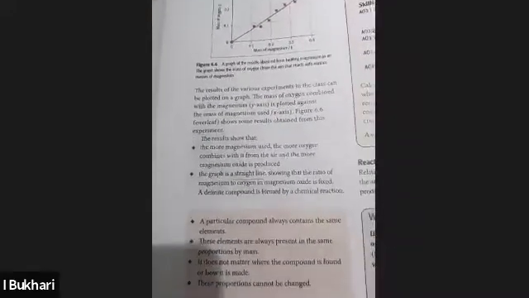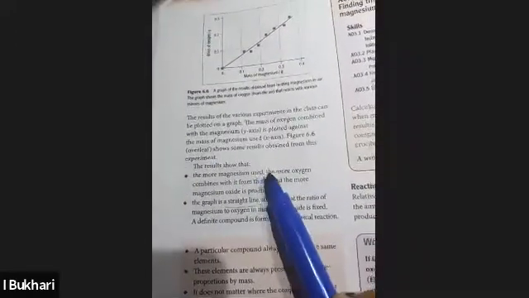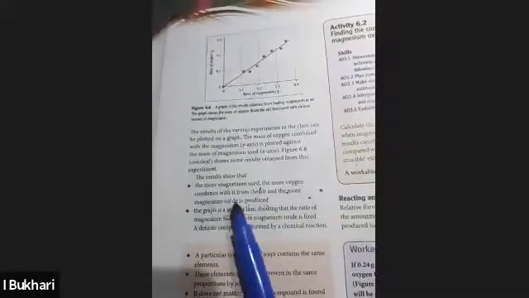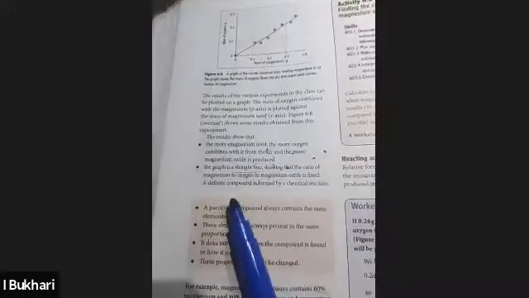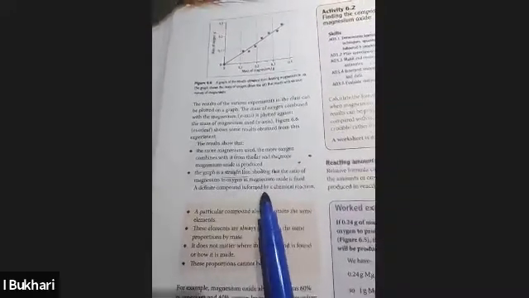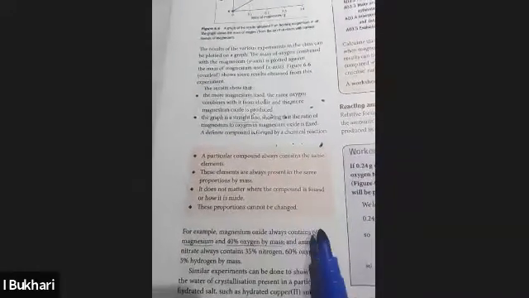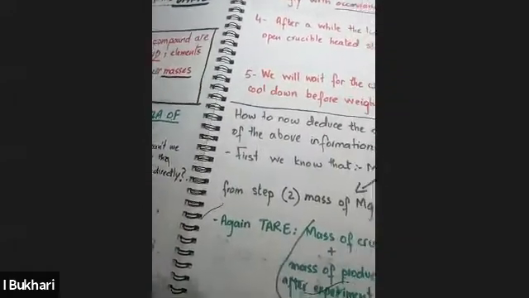So what is the conclusion of this experiment? The more magnesium used, the more oxygen combined with it from the air, and the more magnesium oxide is produced. And the graph is a straight line. So that means a definite compound is formed by a chemical reaction, right? Now, can we calculate the percentages of their masses?